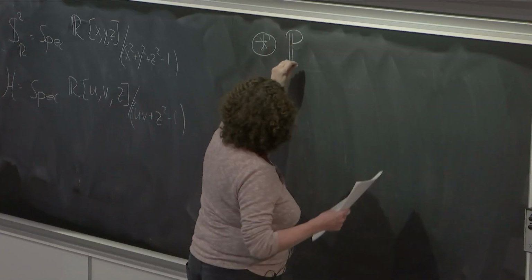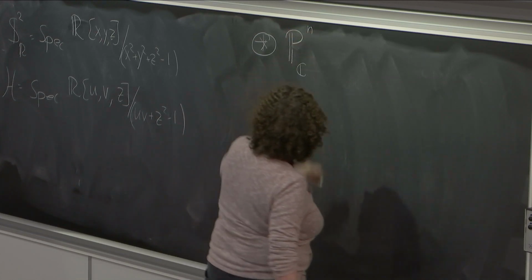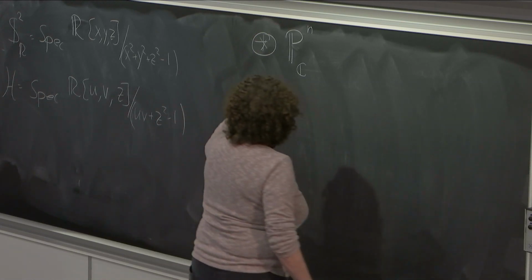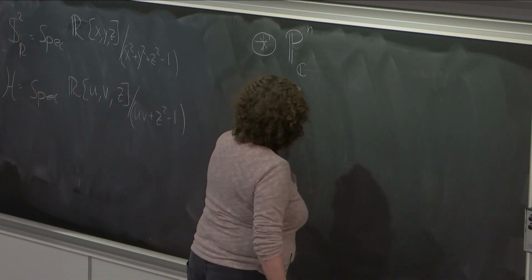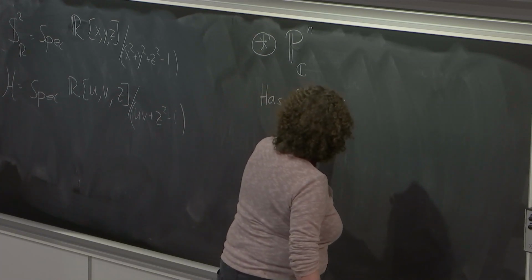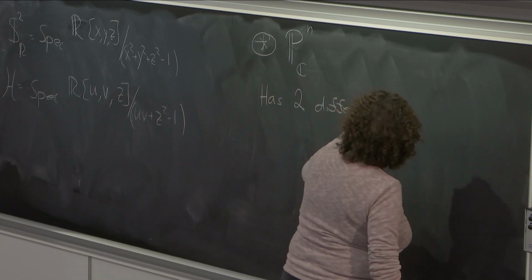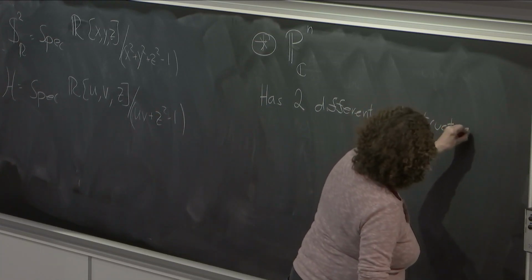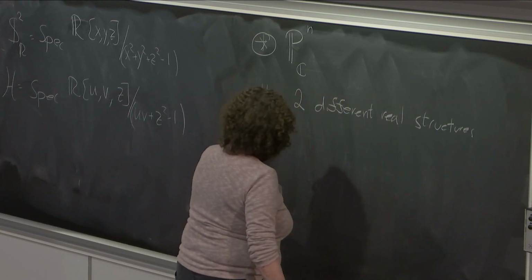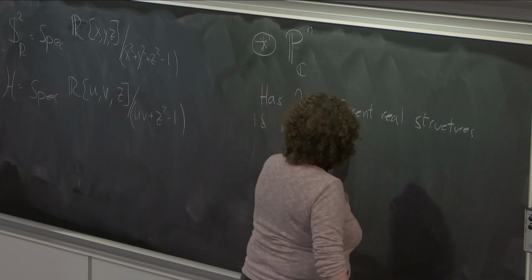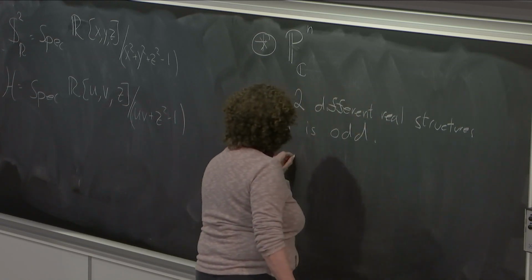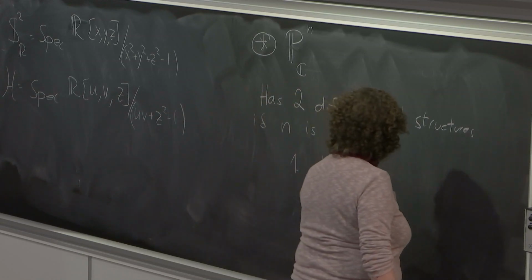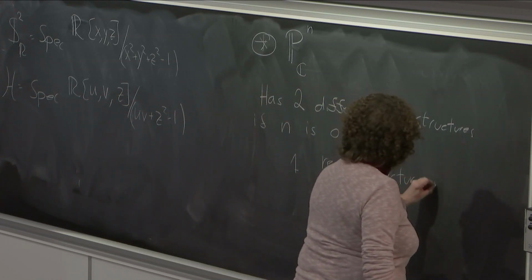Okay, P^n(C). And I claim that it has 2 different real structures, or real forms, if n is odd, and 1 real structure if n is even.